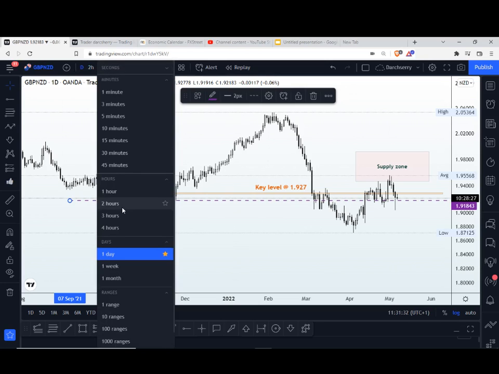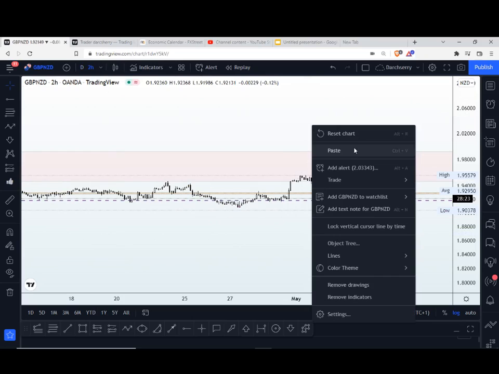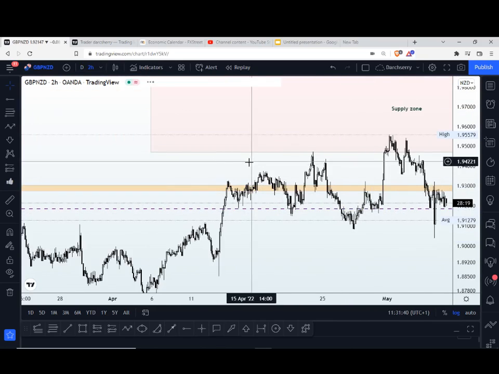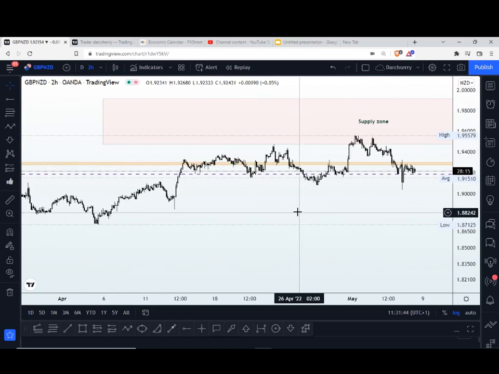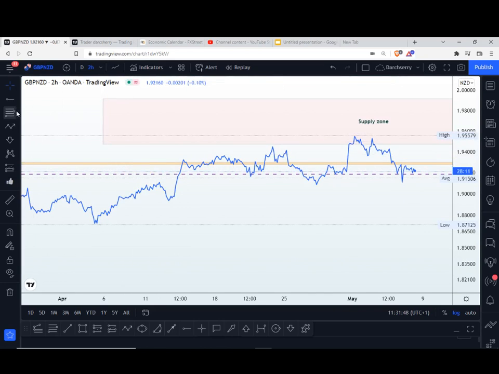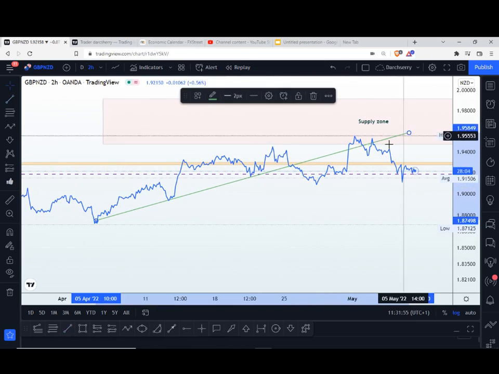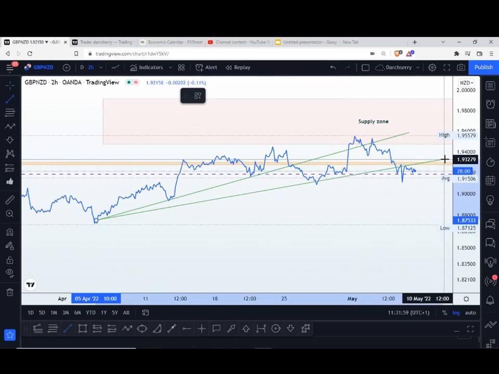So if we scale down to a much lower time frame, let's say the 2-hour time frame, as we can see what's happening here, the first thing we'll notice is that we have a bullish trend line. If I bring out my line chart, we can see that there is a bullish trend line at this point, which was broken. Then we can even extend this bullish trend line to something like this.